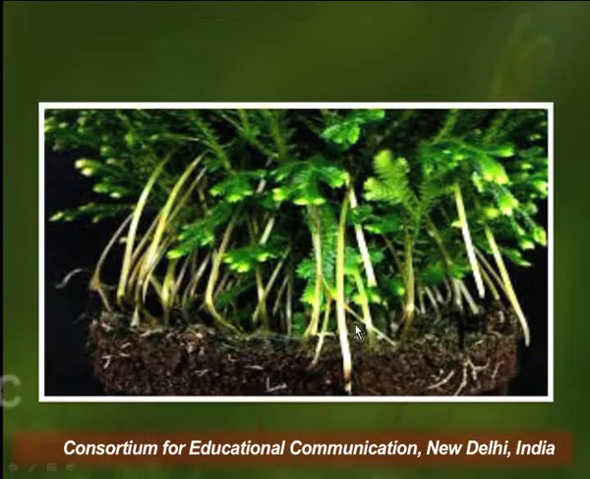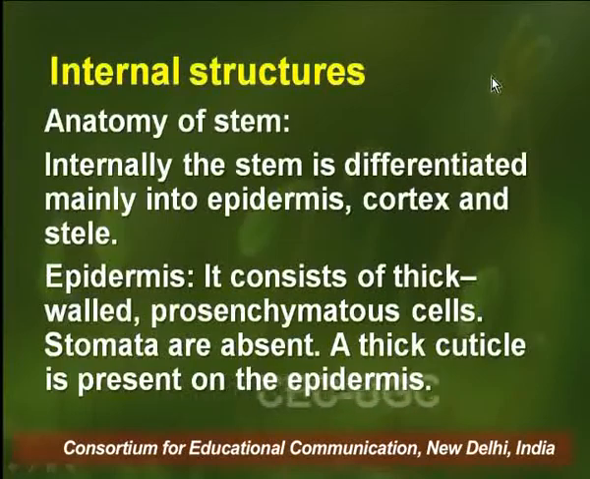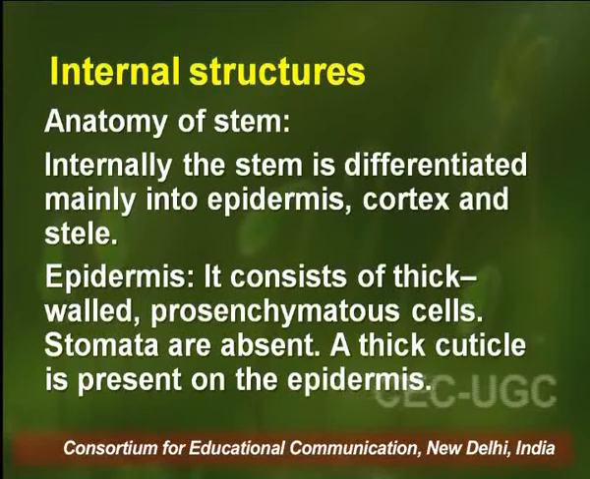Here in the diagram you could very well see multiple roots coming out and performing the function of anchorage and also absorption of water. Now let us talk about the internal structures of various parts of the plant body of Selaginella. Let us first talk about the anatomy of the stem. Internally, the stem is differentiated into mainly epidermis, cortex and stele.